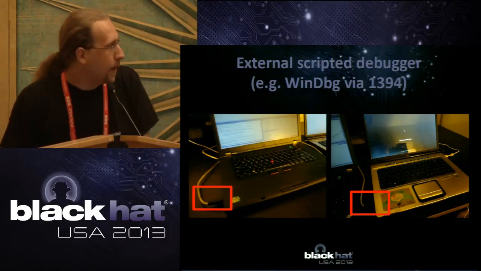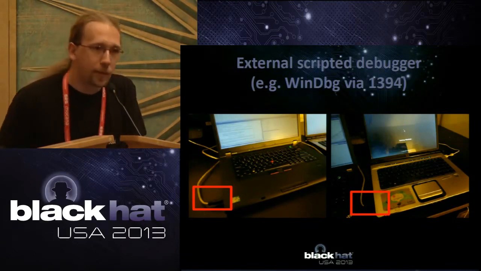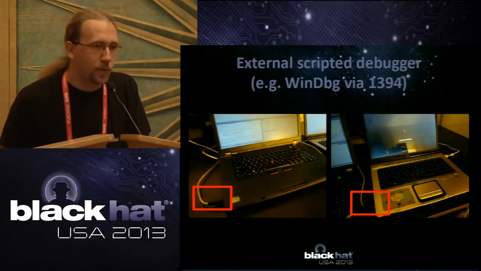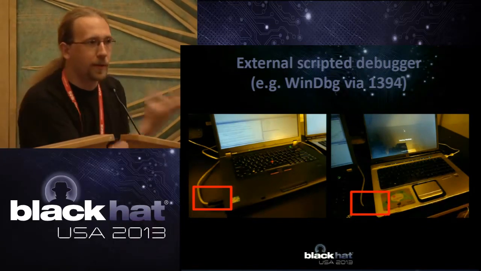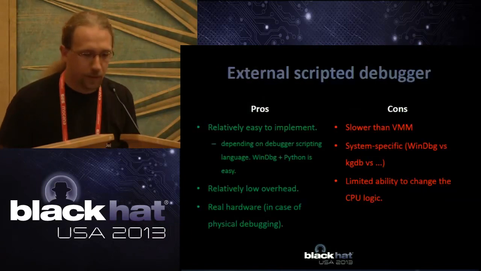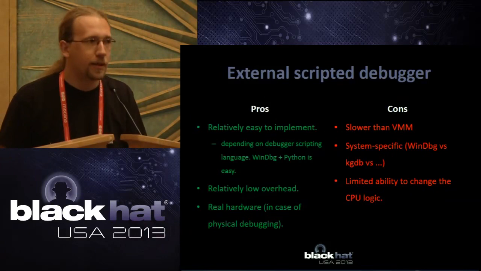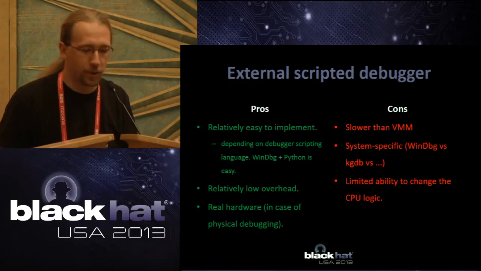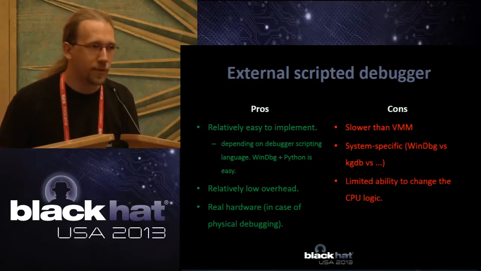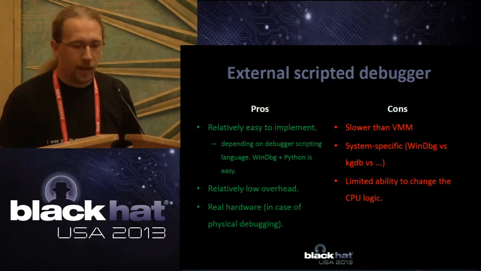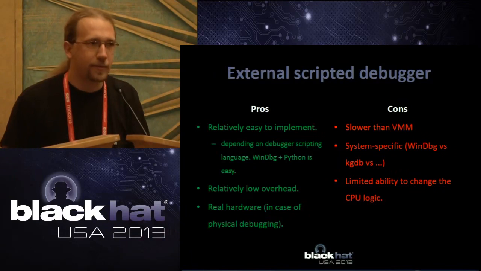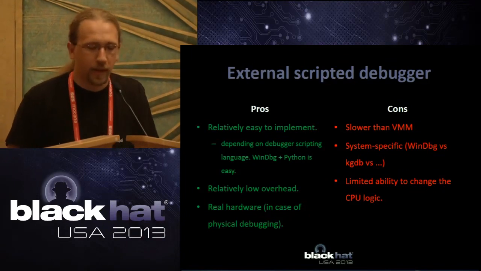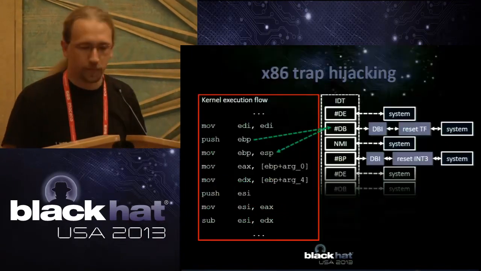Another approach would be, as you can see in these pictures, two laptops connected with a FireWire cable and running Windows and a debugger. So basically, you use an external debugger to instrument the running operating system. This is a pretty sweet approach, I think. It's relatively easy to implement, especially if the given external debugger supports a scripting language, like for example Python for WinDbg. It has relatively low overhead in comparison to Box, and it can run on real hardware. However, it's still slower than a hypervisor, and it's really system specific. So you either instrument WinDbg or you do it for KDB and so on. And it's also limited. You cannot change the logic of the CPU.